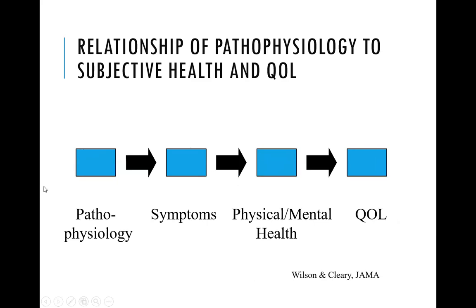There is a pathophysiological state of the disease. There are certain symptoms associated with this particular disease. These symptoms tend to affect the physical and mental health of the patient. And what are the various assessments, whether the quality of life was significantly affected or not?